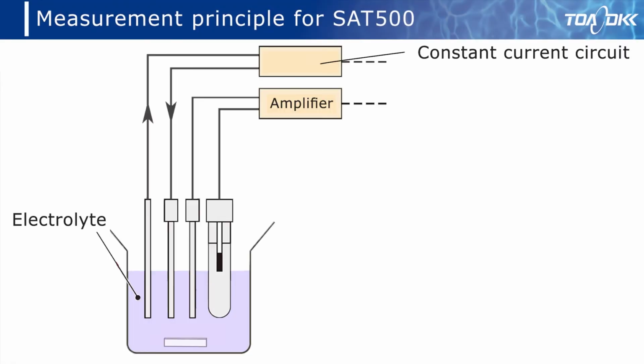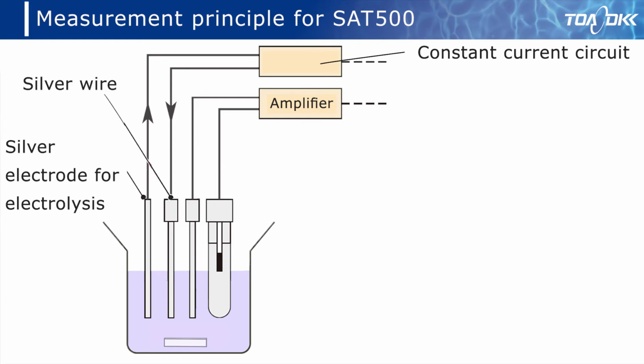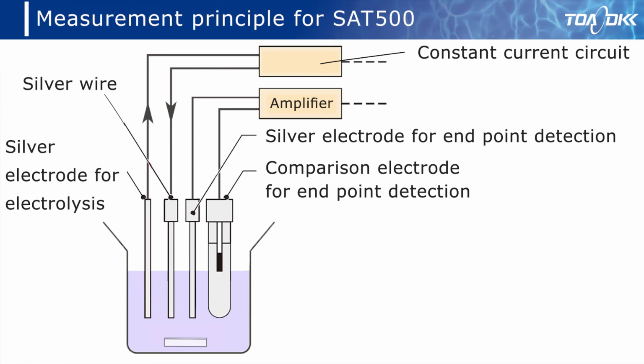Here is a diagram of the measurement principle. The dedicated beaker contains the electrolyte. A silver electrode for electrolysis that generates silver ions, a silver wire for electrolysis, a silver electrode for detecting the endpoint, and a comparison electrode are set. Stir with a stirrer during the measurement.